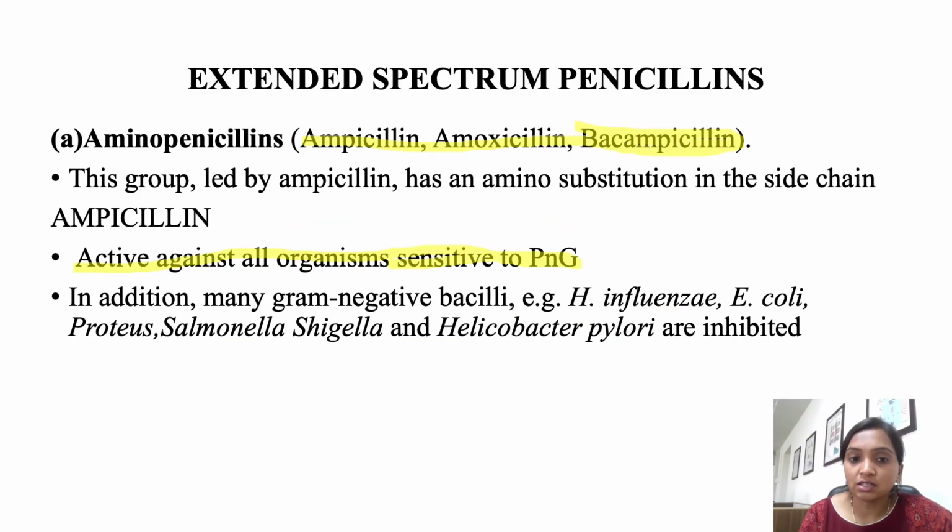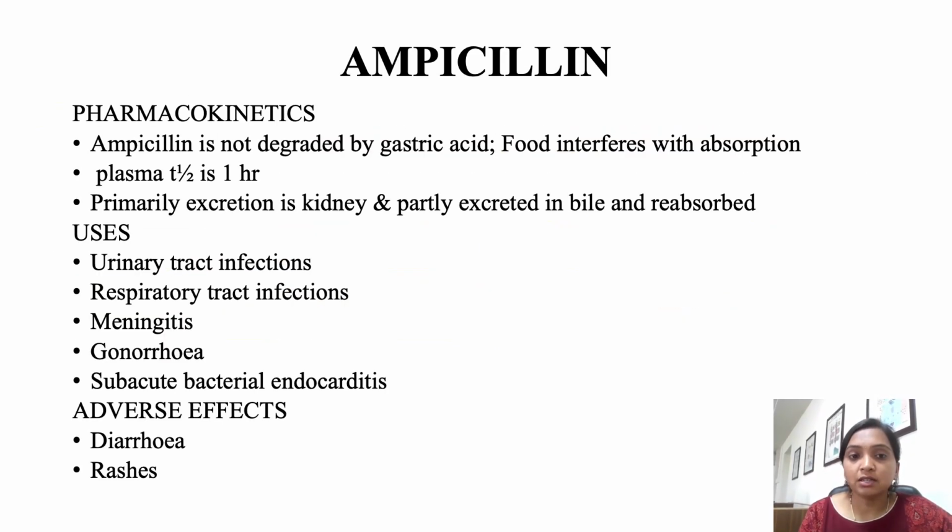In addition, they have little gram-negative specificity, or they are also active against gram-negative bacilli like H. influenzae, E. coli, Proteus, Salmonella, Shigella and Helicobacter pylori. All these are also effective against aminopenicillins. That is why it is named extended spectrum. Not only for gram positive, they are also extended for gram-negative organisms also. So ampicillin is not degraded by the gastric juice.